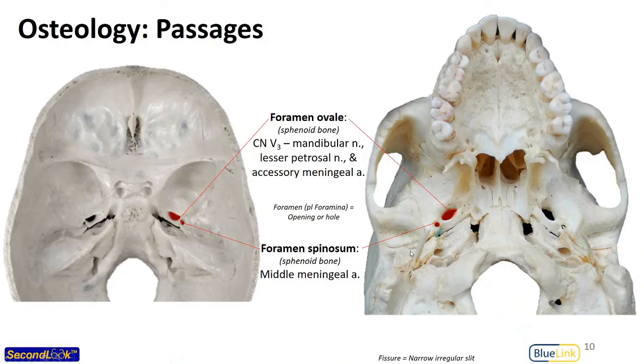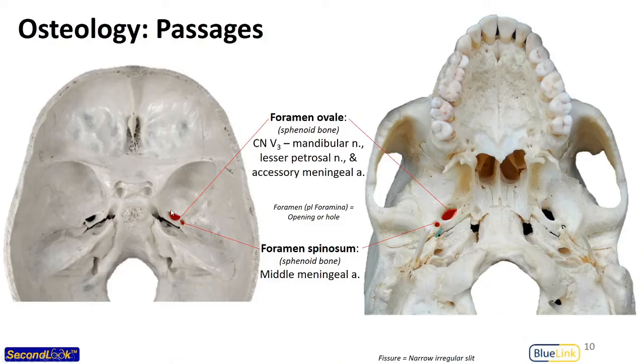Last, we'll move on to the passages. These are related regionally with the TMJ and the muscles of mastication. It's also where some of the important structures pass from the skull to reach these structures. So first we'll start with the foramen ovale. Foramen meaning hole, and we can see a nice oval shape here.